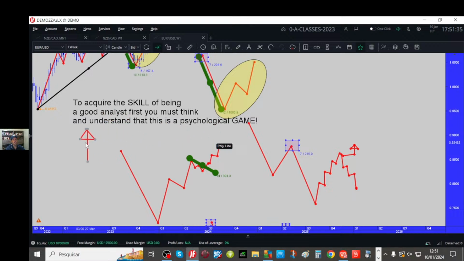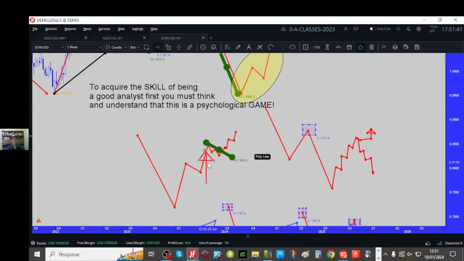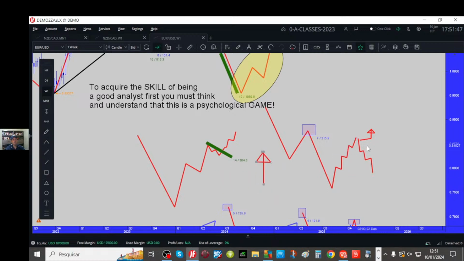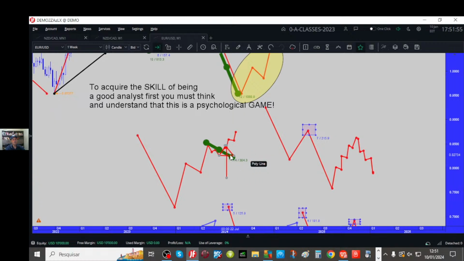To acquire the skill, you must understand it's a psychological game. What's the psychological game? You are chasing the money instead of working with probabilities. This beginner, it's all good, pat yourself on the back, it's all normal, we've all been there. The beginner trader is chasing the money.